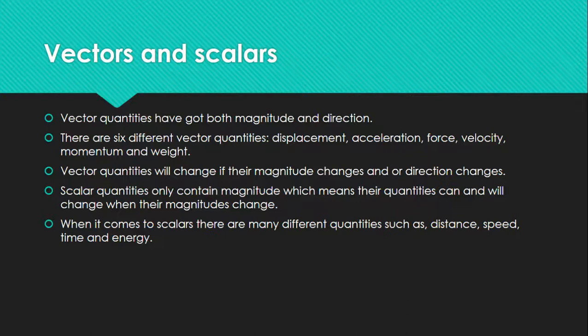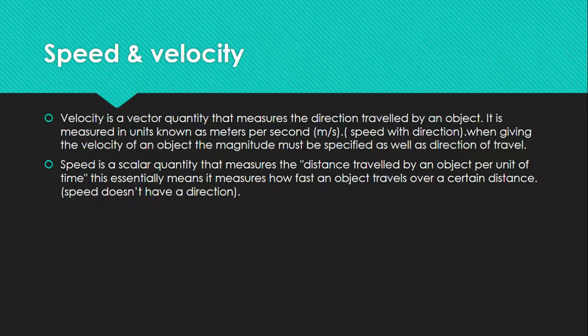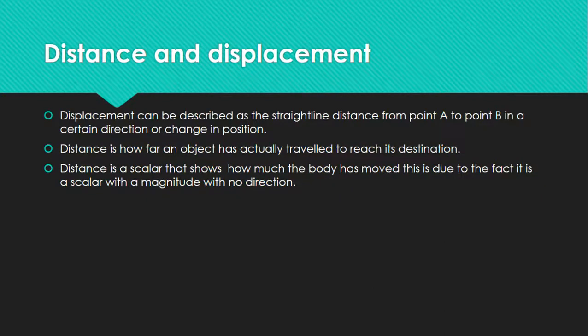Speed and velocity are used to describe how fast an object is going. Speed is the rate of change of distance. Velocity is the speed of a body in a specific direction and is the rate of change of displacement. Distance and displacement.